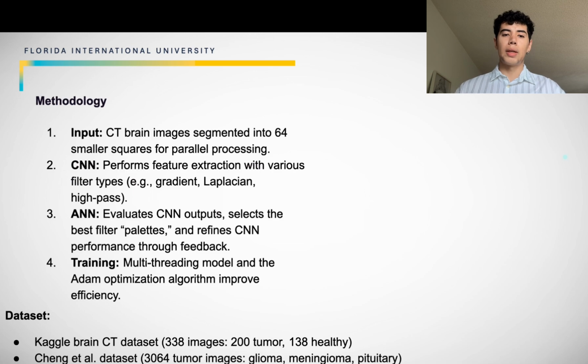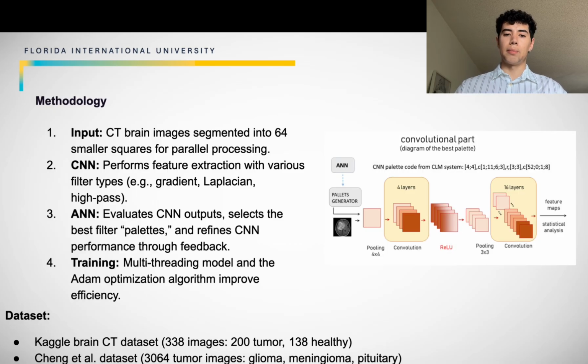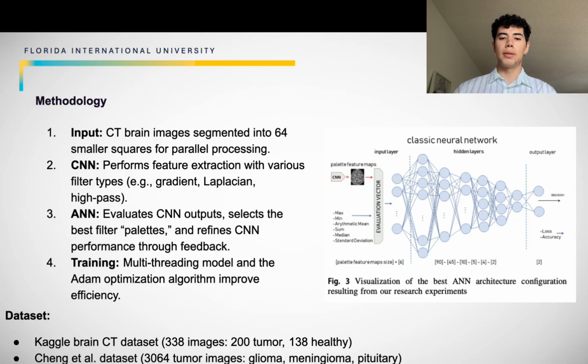The methodology that they applied was basically the CLM model combining the two neural networks, the CNN and ANN. In the first step, the CNN extracts the image features using multiple filters that they explained there, such as gradients, Laplacian, and high pass filters. And in the second step, with the ANN, they evaluate these outputs and select the best filter configurations, which the authors call a palette. In the CNN, they reconfigure each iteration based on which palette gives them the best accuracy and the lowest loss.